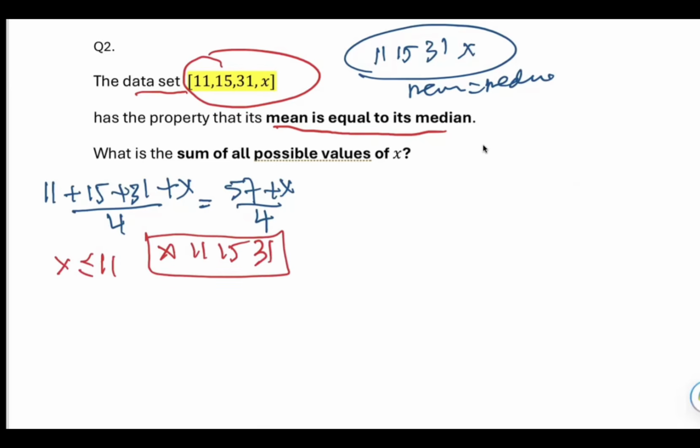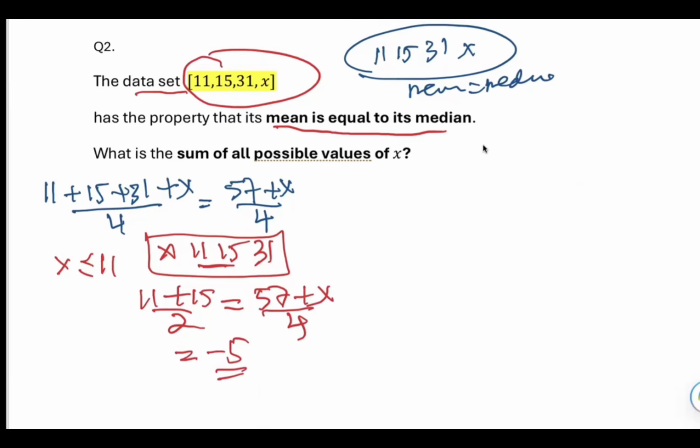If this is so, the mean is going to be the same. The only thing that has changed is the median. Therefore, the median will be the average of those two, so this over 2 is equal to what? 57 plus X over 4. And then you calculate this. This is going to give you -5. You can do the calculation, it's straightforward.